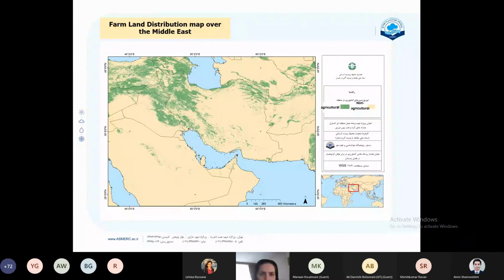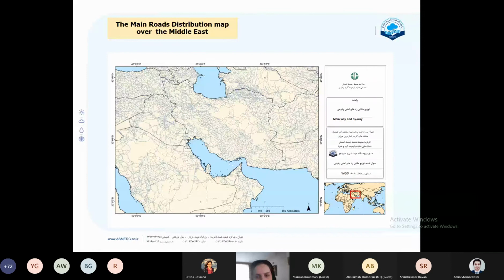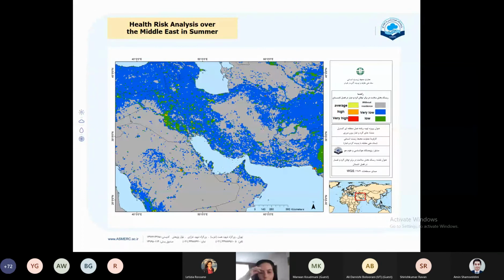Then we worked on the health risk analysis over the Middle East. We did it on annual and also seasonal scales. But since this study hasn't been published, I brought some examples for the summer season. For example, in Baghdad, Tehran, Mashhad, or the main cities in Saudi Arabia, you can see the red dots that show the health risk analysis over the region.